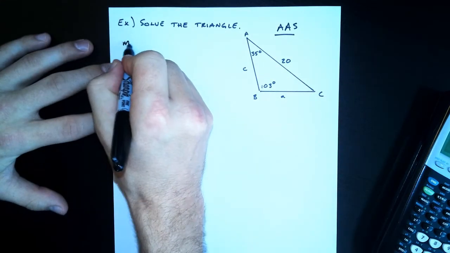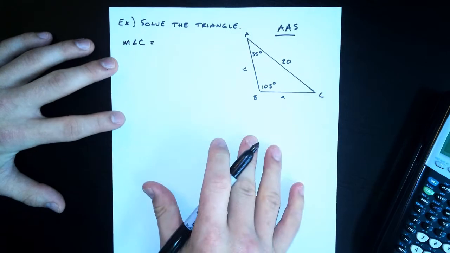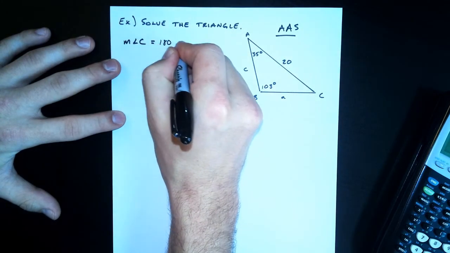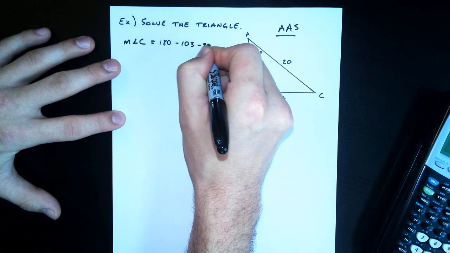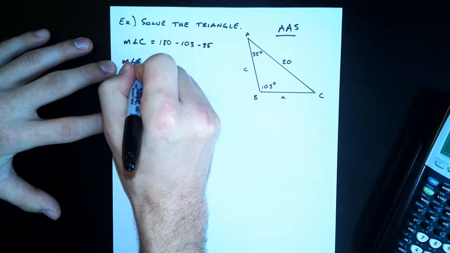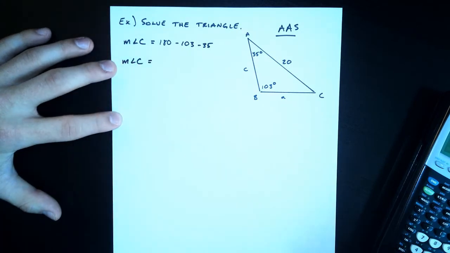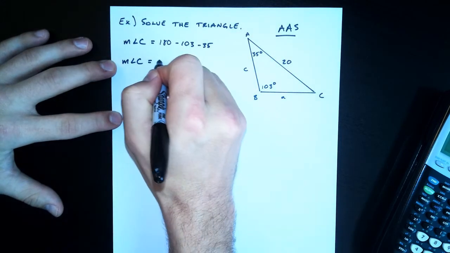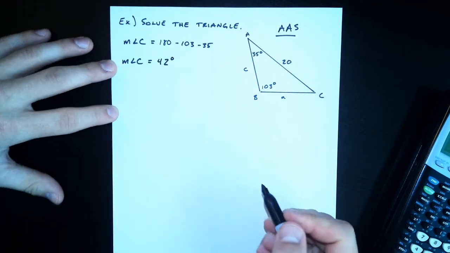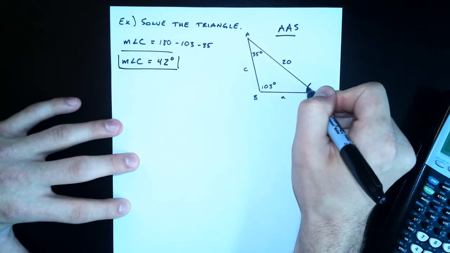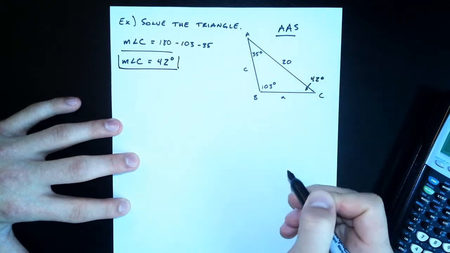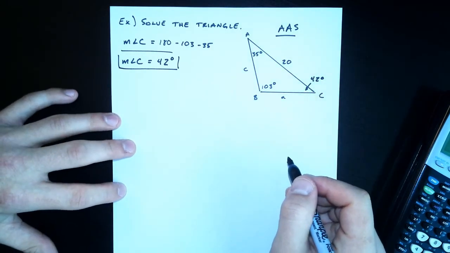To do that, we can just use the triangle sum theorem. So let's take 180 and we'll subtract away our other two angles, 103 minus 35. So we get an angle measure here for C of 42 degrees. Okay, so now that we know that, we can use the law of sines to find our missing two side lengths.